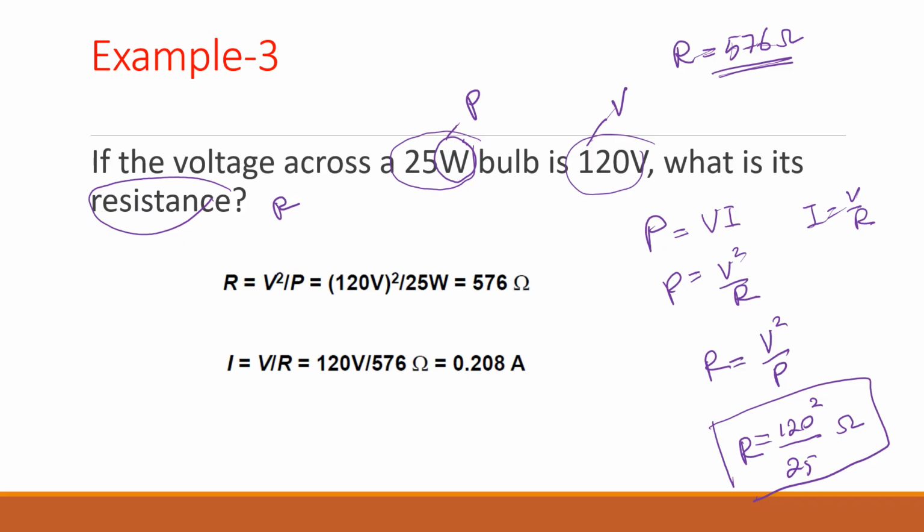We also can find the current. If we find the current, we can find it as voltage divided by the resistance. So the voltage is 25 and the resistance is 576. So we get the current as 0.208 amps.